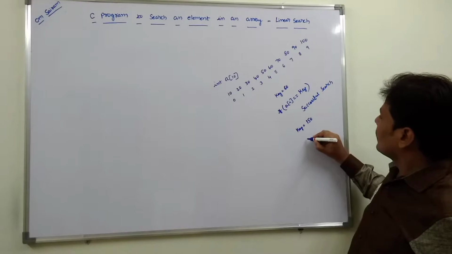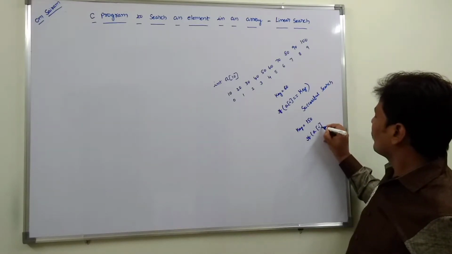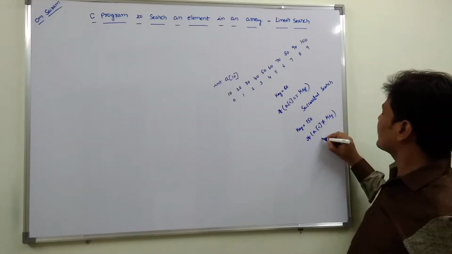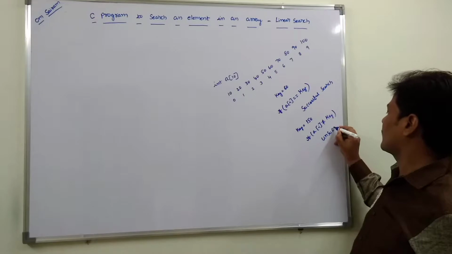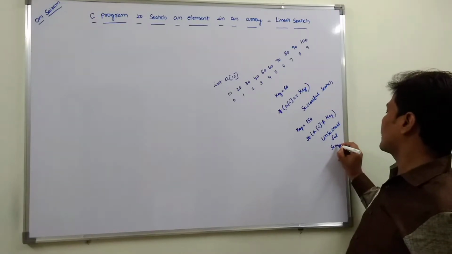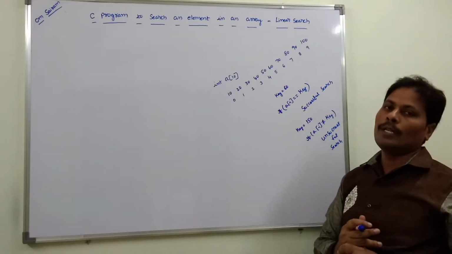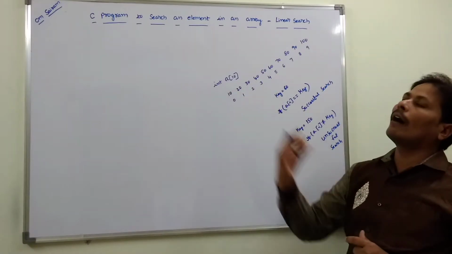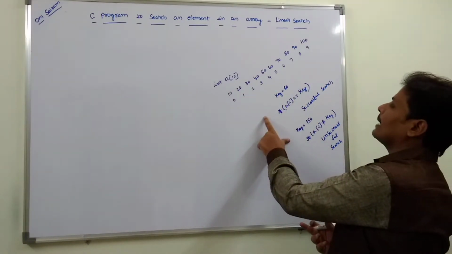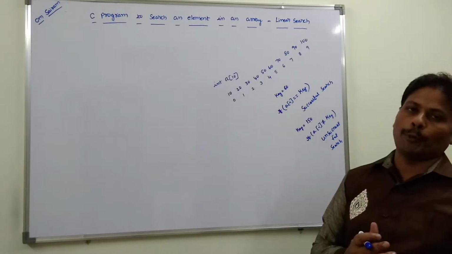So if A of I is not equal to key, then it is an unsuccessful search. Unsuccessful search. So this is our program, this is a linear search program. Now we have to write the C program on linear search. Whatever I am telling, that logic can be implemented in the C program.